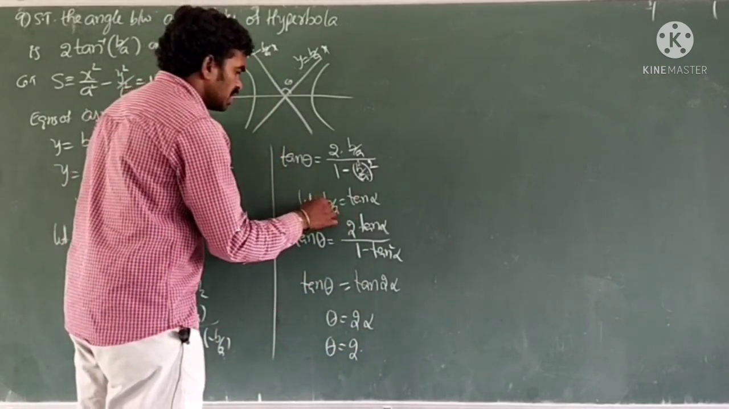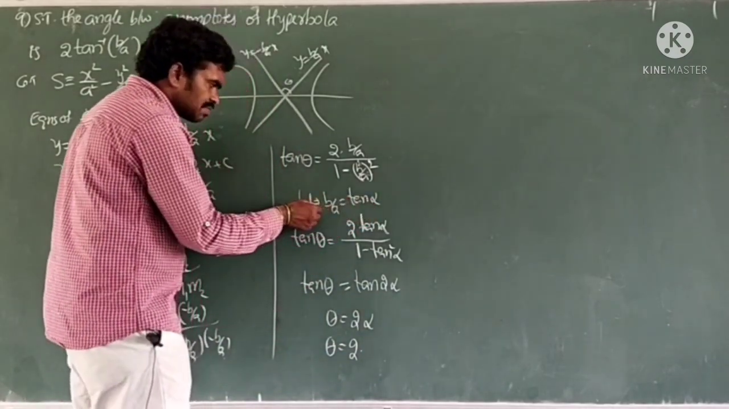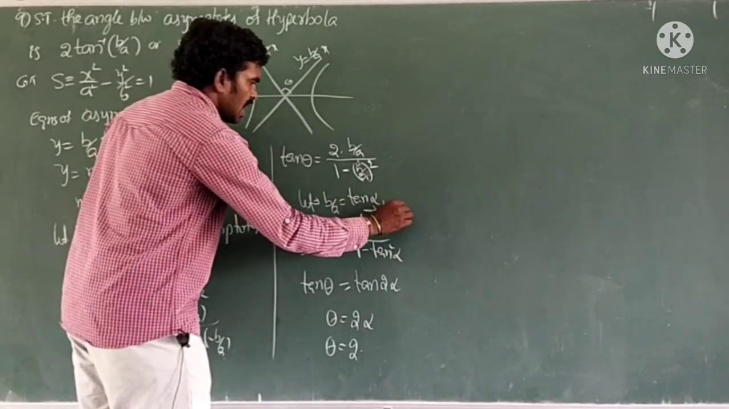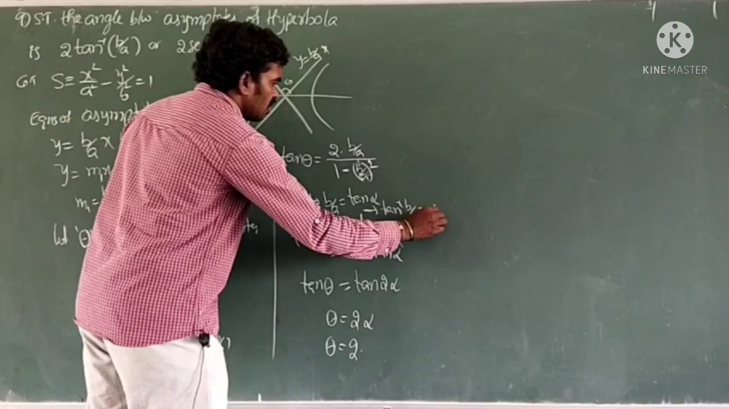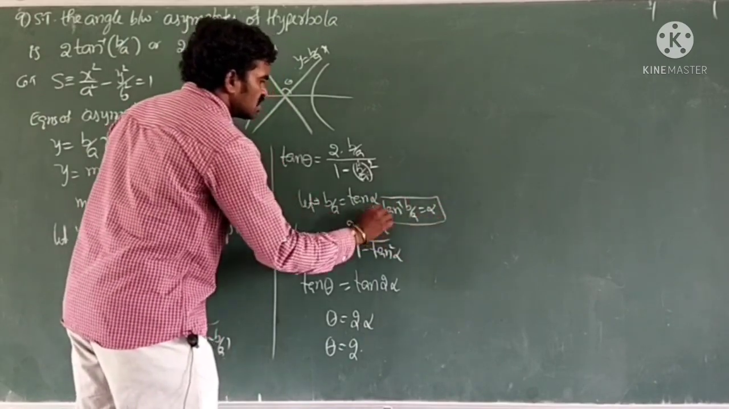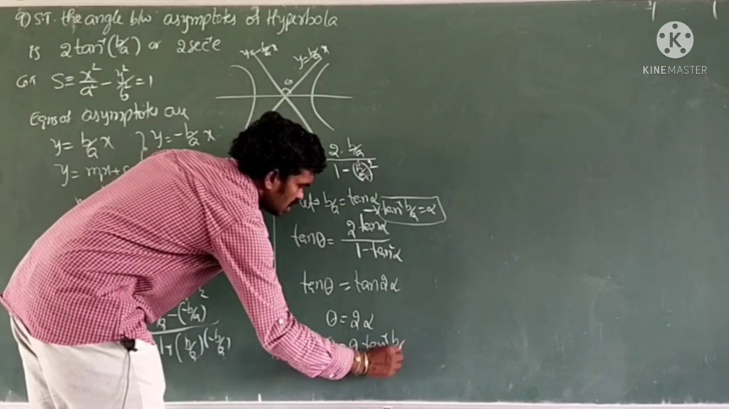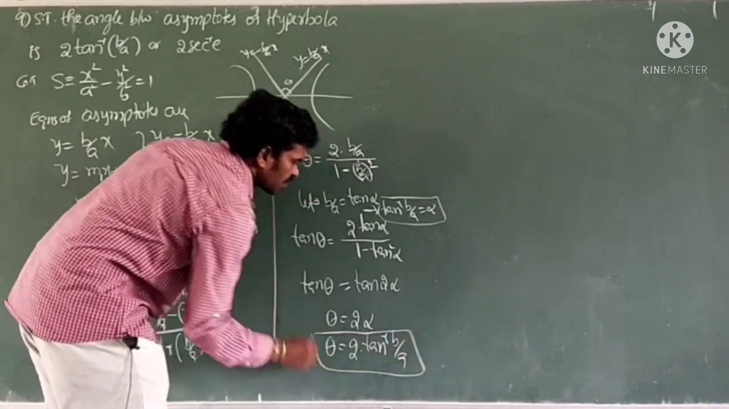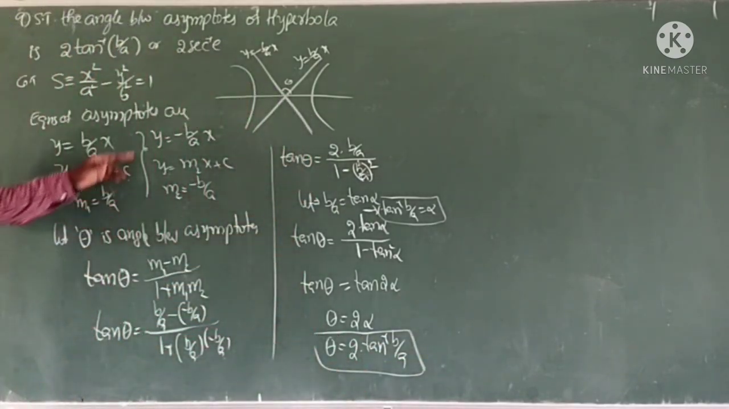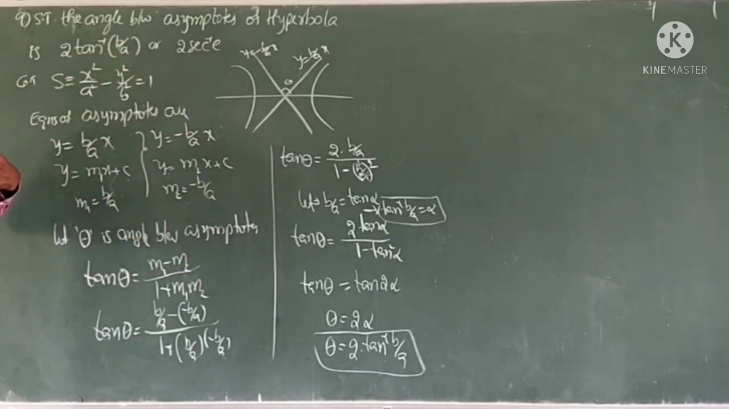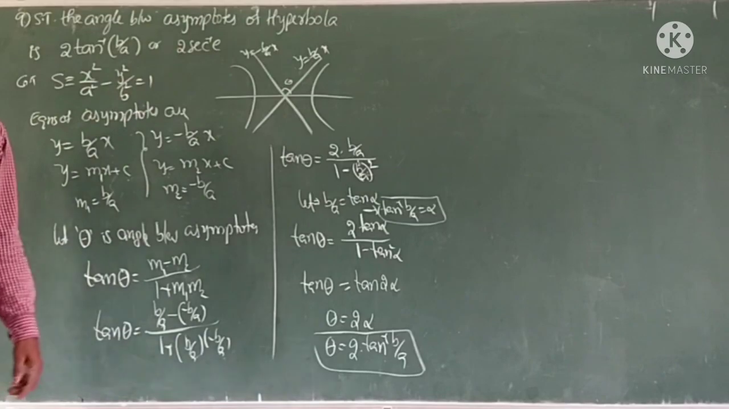So then theta equal 2 into alpha. What is alpha? From our assumption, tan on the left side becomes tan inverse b by a. So here one more step we can write, tan inverse b by a is equal to alpha. Alpha means tan inverse b by a. So instead of alpha we can write tan inverse b by a. So we got the answer. Am I right? One of the answers is 2 tan inverse b by a. Next, one more answer is there, 2 sec inverse e.